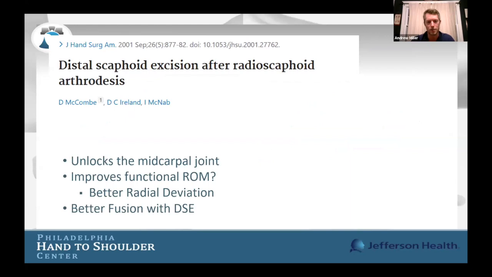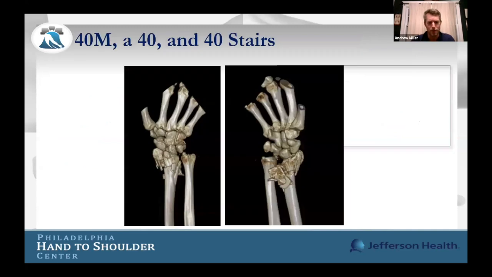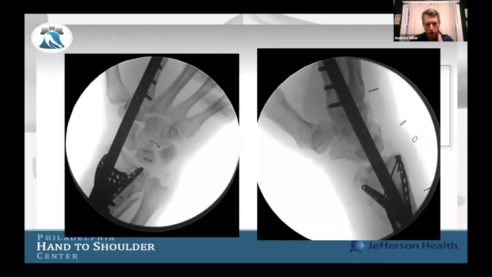Distal scaphoid excision is advisable. Again, it seems to unlock the mid-carpal joint, and as far as range of motion, it's probably going to promote better radial deviation, but not so much flexion and extension. There does seem to be a secondary benefit of improving the fusion rates with the distal scaphoid excision. So here's an example of a 40-year-old male who was drinking a 40 on about a 40 flight of stairs, who had this pretty significant articular distal radius fracture. I thought I could treat it, just fix it, bridge it, just try to put some pieces back together.